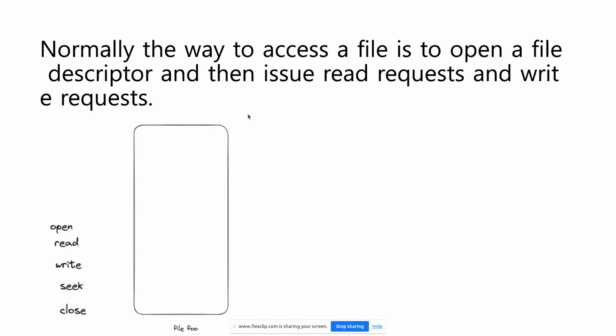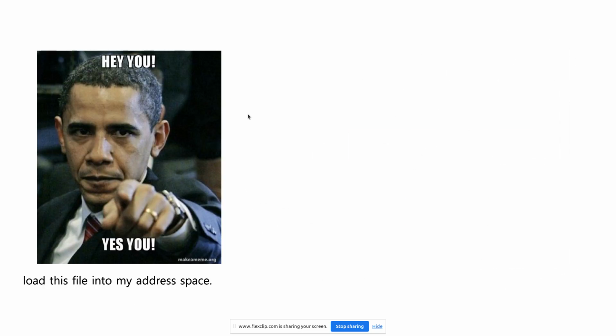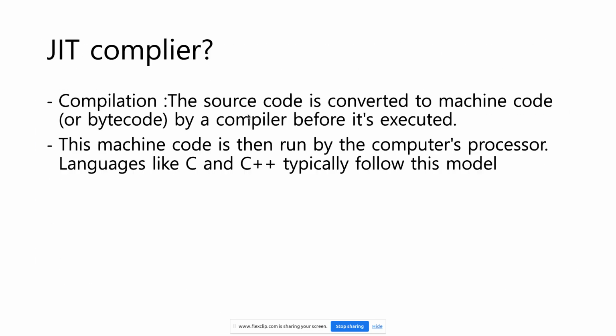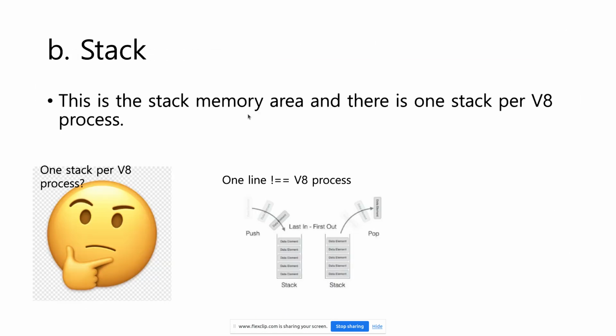So this is the end of the heap, and next is the stack, right? That was the part about the heap. We talked about the large object space, code space and so on, and we finished that. Now the stack. The stack is the stack memory area, and there is only one stack per V8 process. And you might wonder, one stack per V8 process?